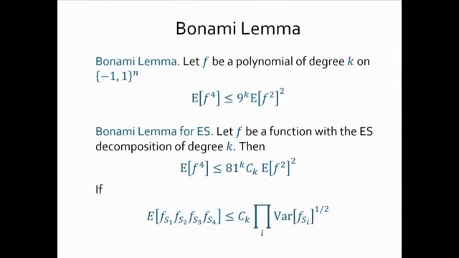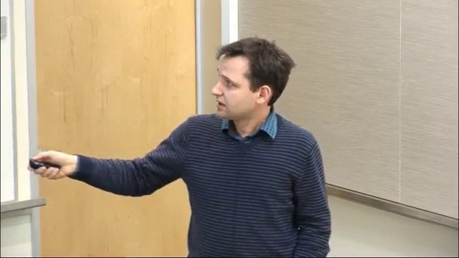So let me now say a few words about this Bonami lemma. Let's first recall what the standard Bonami lemma for ±1 random variables is. The Bonami lemma says that if f is a polynomial of degree at most k, then the fourth moment of f is bounded by 9 to the power of k times the second moment of f, squared.